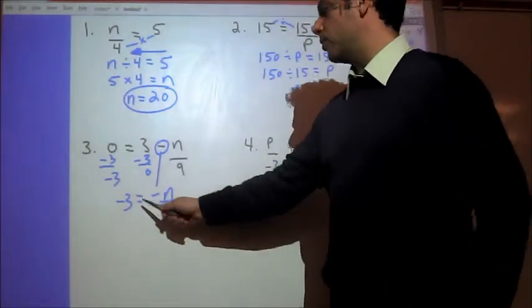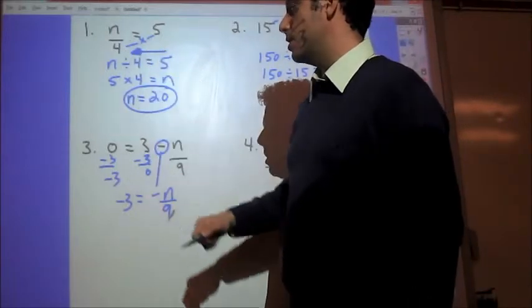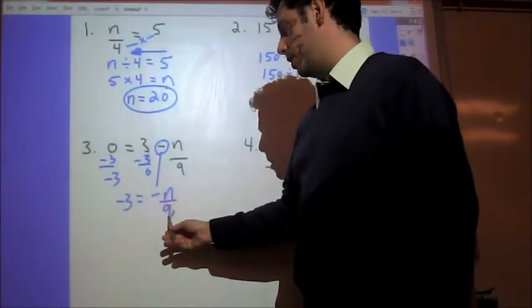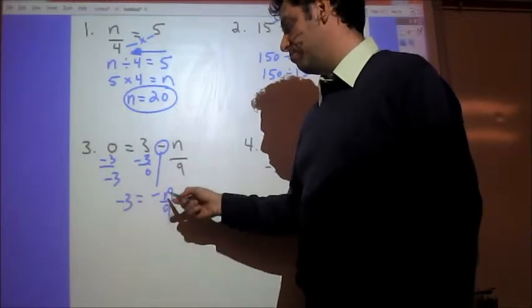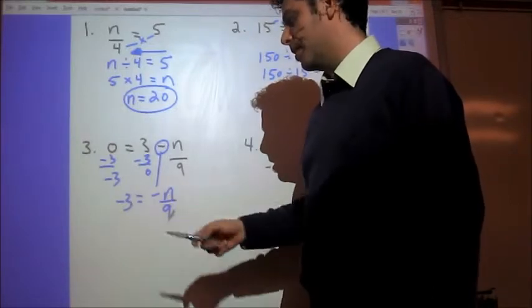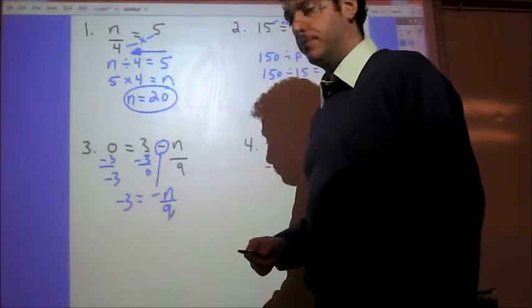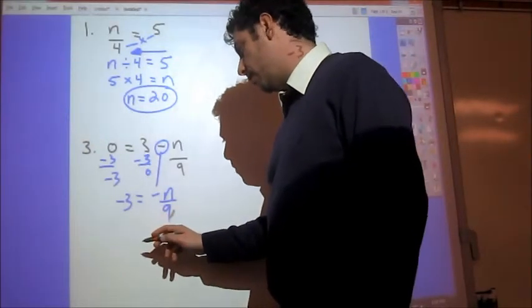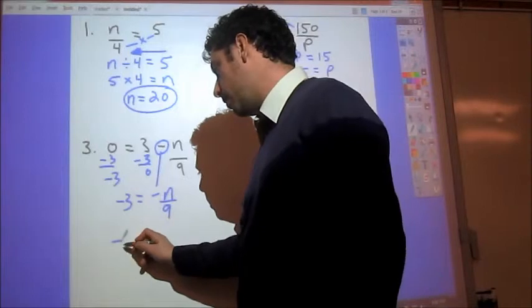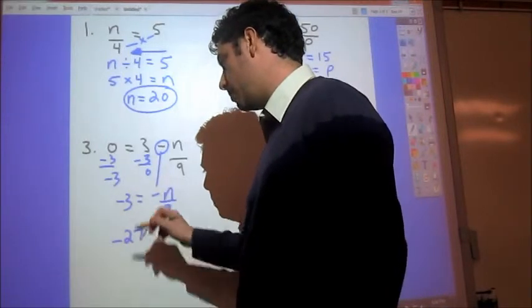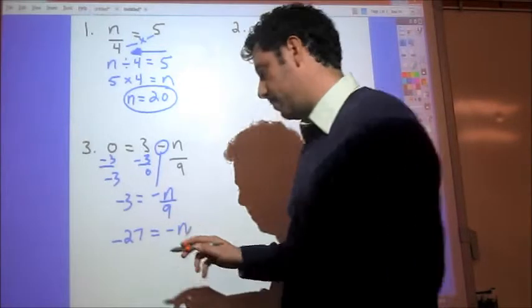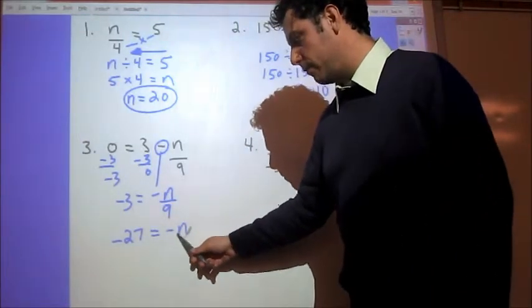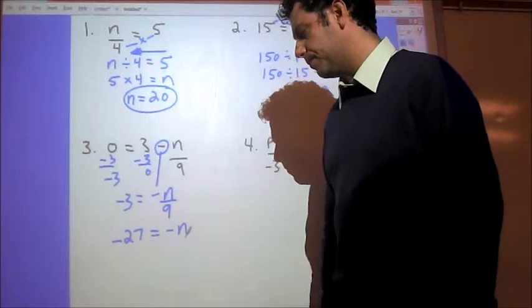Okay, now we're left with an equation very similar to this one. So the relationship between these two numbers is such that if we multiply them together, it will equal the value on top here. So if we do that, we have negative 27. 9 times negative 3 is negative 27. And that's going to be equal to negative n. Again, just be careful to account for this negative sign here.